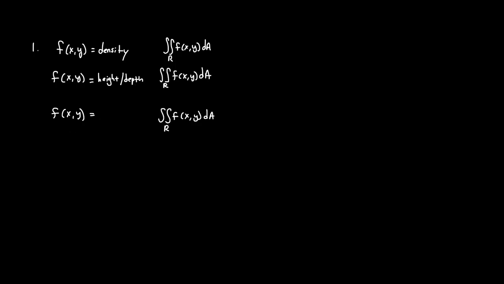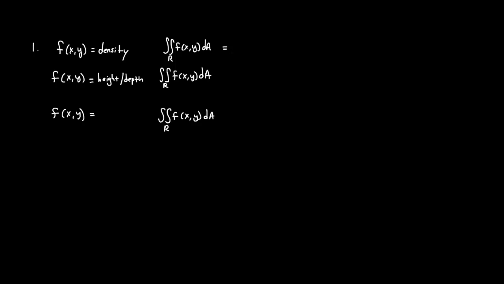So if f of xy gave us the density, and I'm summing up over a gray shaded region for all the density points, then what would that give us? Well, hopefully you would see that would give us the mass of that 2D plate, the gray shaded region like we did in the warm-up. If f of xy represented the density, then this total double integral would give us the mass of that 2D plate with shape R.